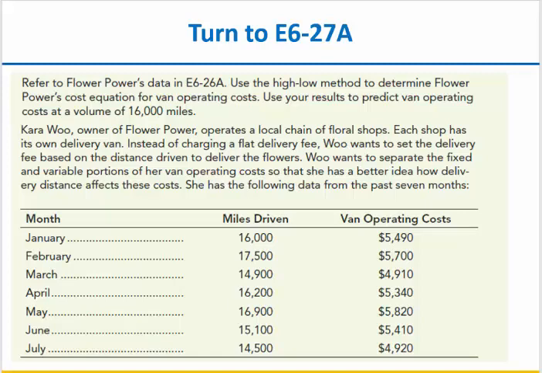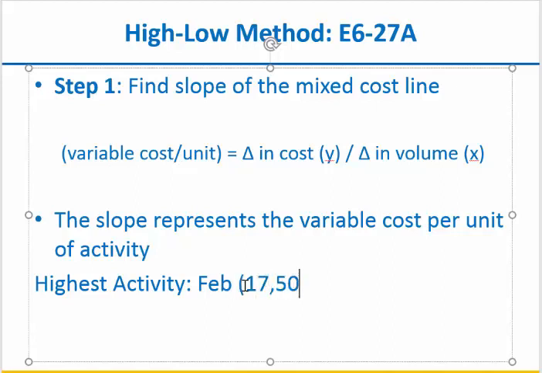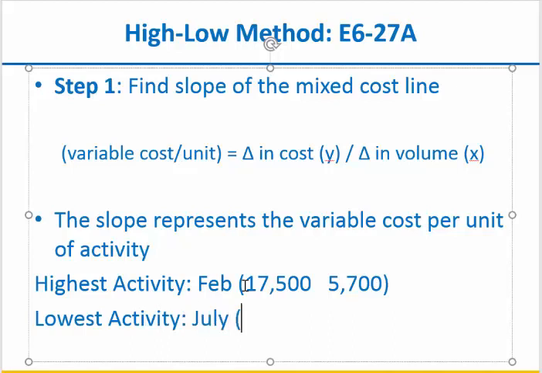So when I come to step 1, I can put the highest activity, February: 17,500, and the cost is 5,700. That's the highest activity. Then the lowest activity is July: 14,500, and the cost is about 4,920.